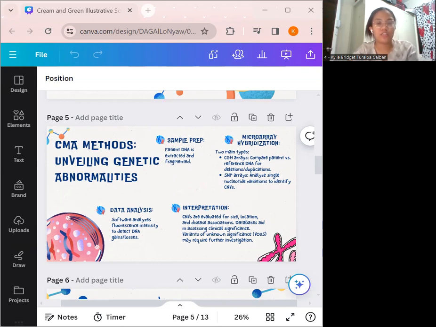The last one is the interpretation. Identified copy number variations or CNVs are evaluated based on criteria such as size, location, and known associations with genetic disorders. Clinical databases aid in assessing the clinical significance of each CNV. Variants of unknown significance or VOUS may necessitate further investigations, according to Miller et al.